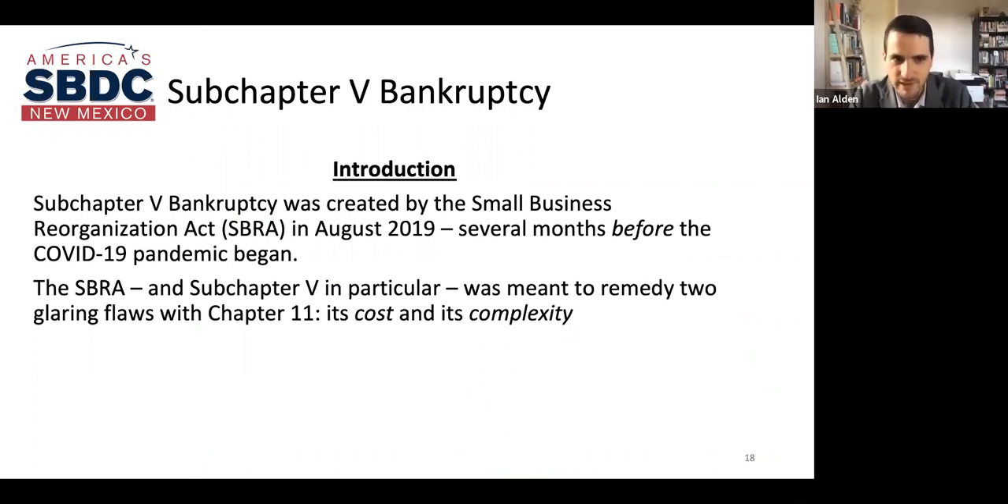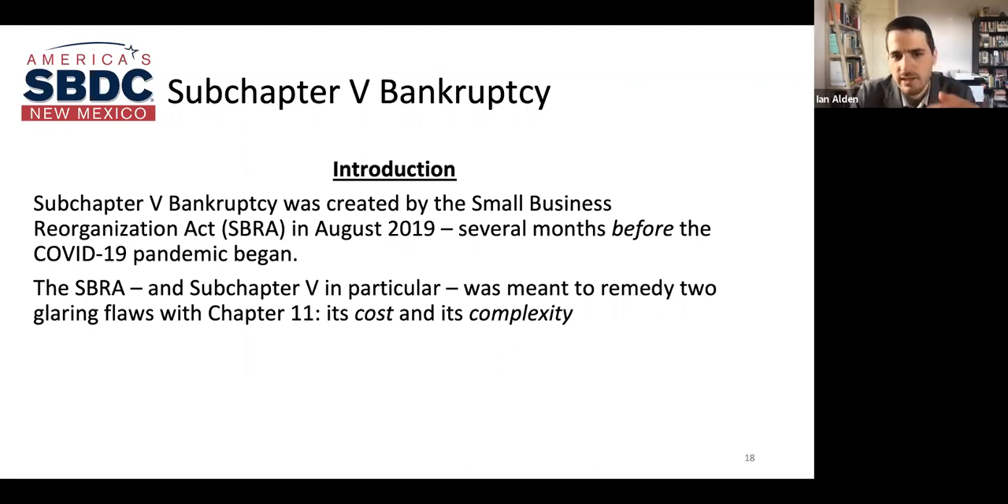Subchapter 5 was created in 2019, August 2019. It's actually created before COVID, which was just kind of serendipitous timing, I guess. But it was meant to address some of the glaring holes in the Chapter 11 bankruptcy process, particularly the cost and the complexity. This was passed, and this is just some political context for you, when Democrats held the House and Republicans held the Senate and the presidency. And so this wasn't intended to be a sweeping reform of bankruptcy laws. This was meant to be kind of a patch-holes-in-the-code reform.